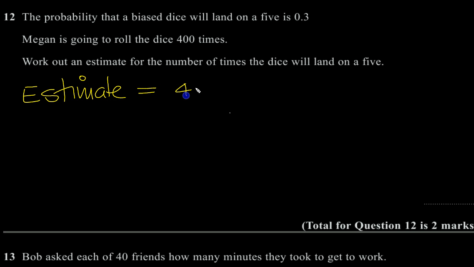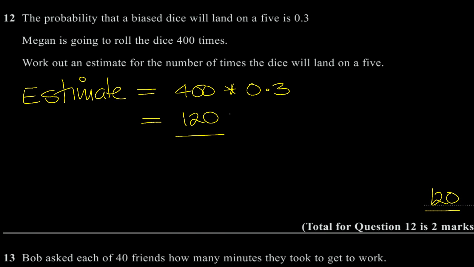Well, there's 400 throws, and for each of those throws there's a probability of getting a 5 of 0.3. So 400 times 0.3 is 120. So in 400 throws, we'd expect 120 of them to be a 5. So 120 is the estimate.